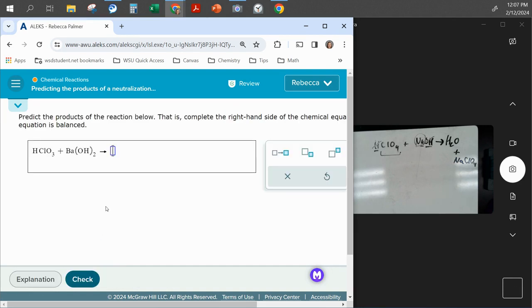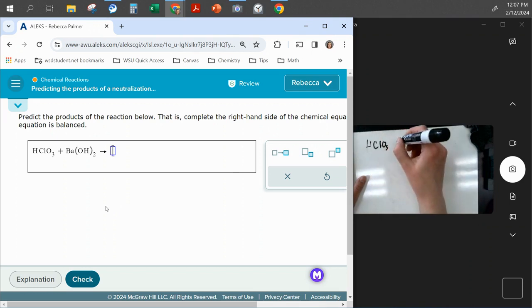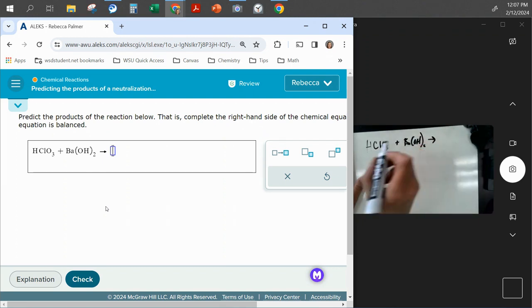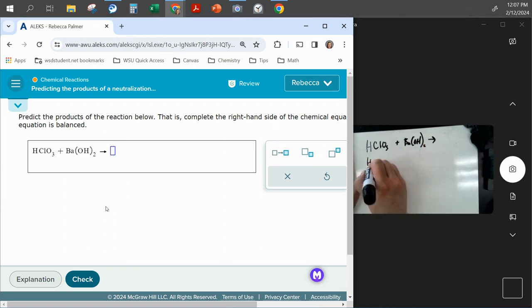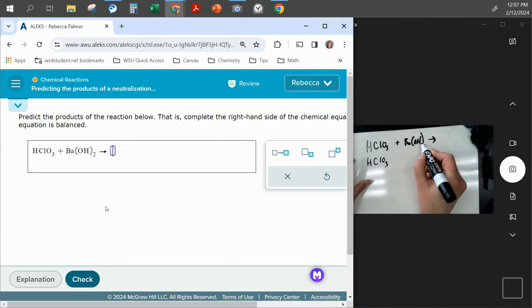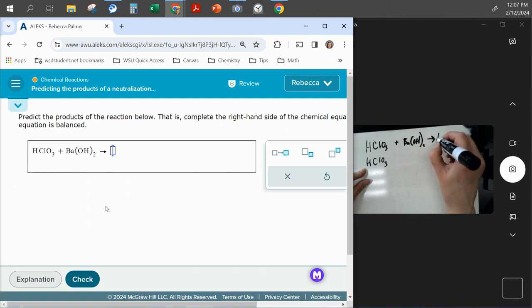Okay, so I look at this one and I see there's 2 hydroxides. So let's see, we've got HClO3 and we have barium hydroxide. We've got 2 of those. And that's going to form something. So the hydrogen is going to react with hydroxide, but we need 2 hydrogens to react with 2 hydroxides. So the only way to get another hydrogen is to give us a whole other molecule of this. So I'm going to form 2 waters here.